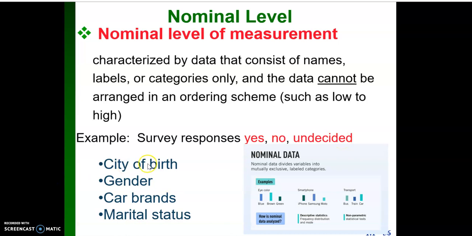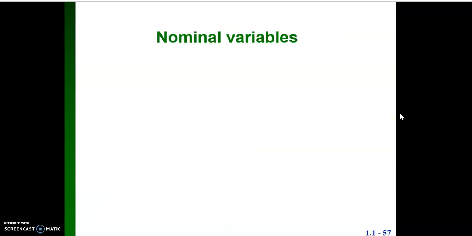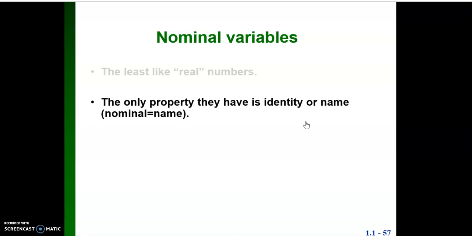Some other categories you can see: the city of birth, gender, brands, or marital status. That will go under nominal levels of data. What does nominal data mean? There are no real numbers, mostly categories or labels. The only property it has is identity, or the name. So nominal equals names. Later on, you'll see some other levels of measurement.